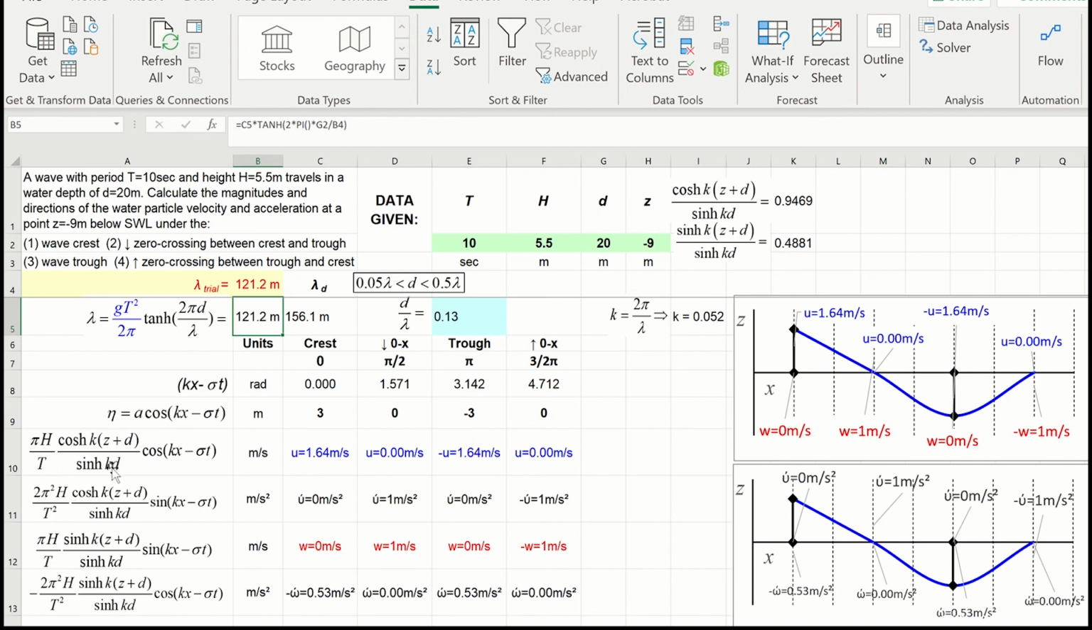I hope you find this video useful, because this could be just a small part of another problem, because here we calculated instantaneous velocities and instantaneous accelerations. If you know instantaneous accelerations and velocities, you can calculate instantaneous forces, such as drag forces, inertia forces, and also total forces using the Morrison equation. Therefore, this could be just a small part of a bigger problem.